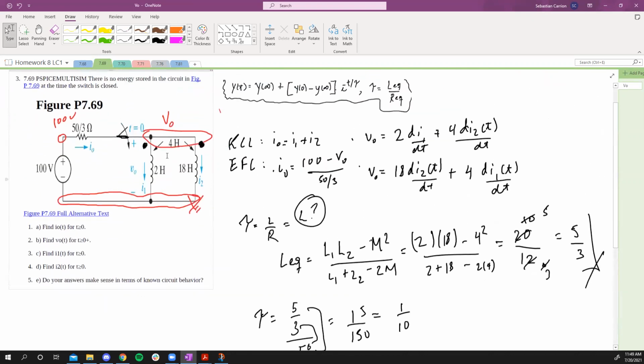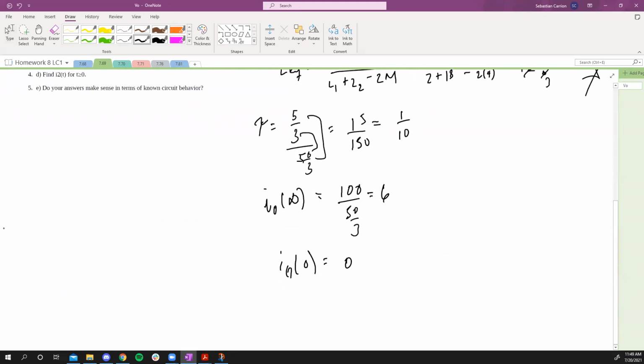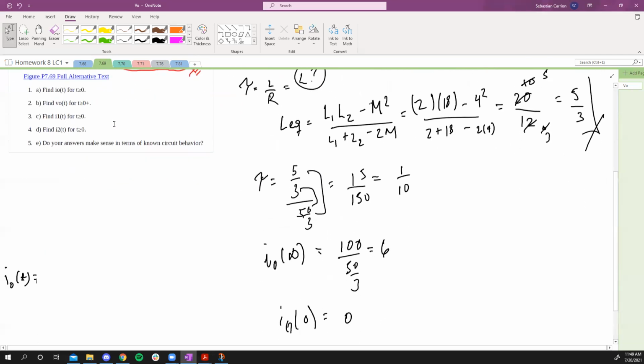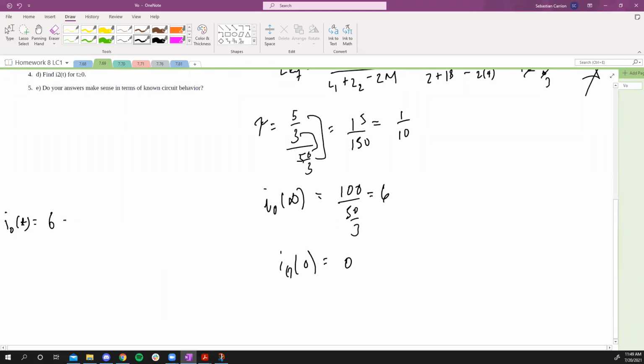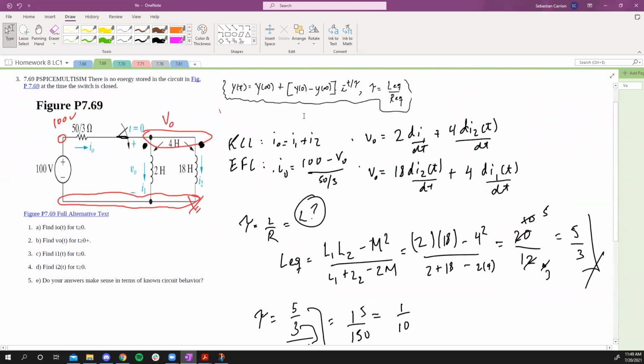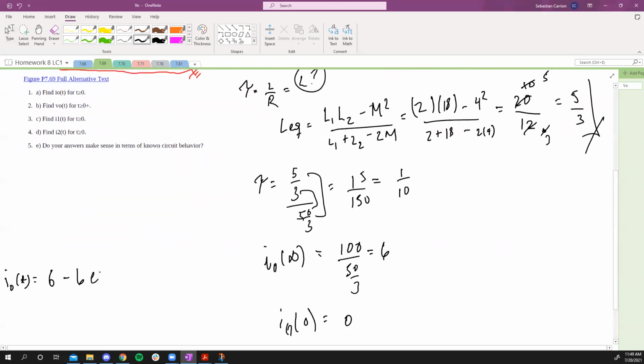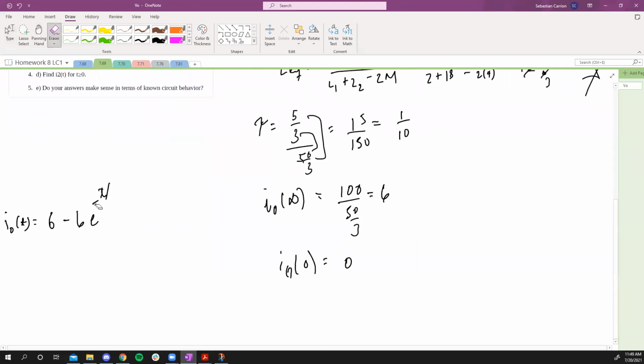So then we plug these values back in. Our I naught of t is equal to 6 minus 0, times e to the negative t over tau, plus 6. So it's 6 minus 6 e to the negative 10t, for t greater than 0. Okay.